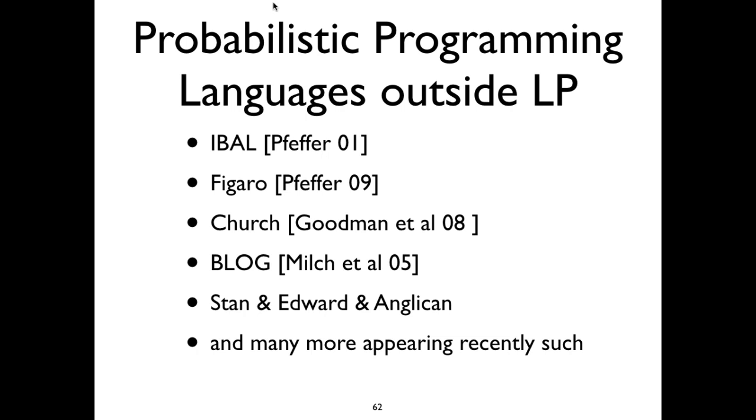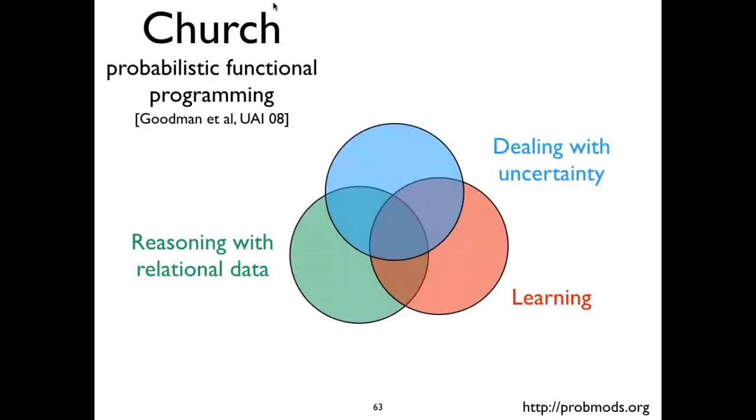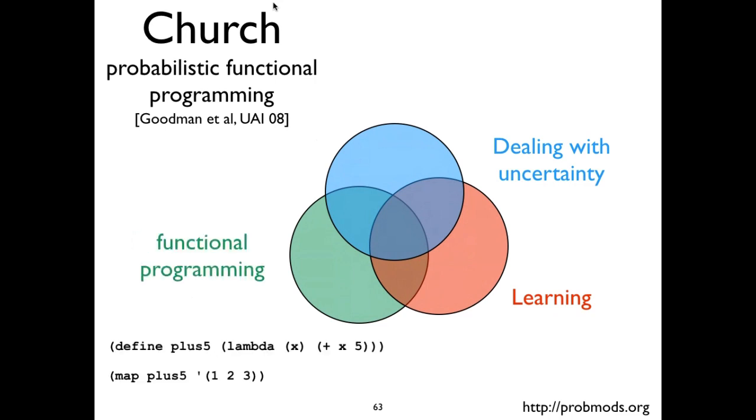I'm not going to illustrate these, but rather I'm going to look at a functional language called Church, which is relatively easy to explain in the context that we're working with. So rather than using logic, what they use is functional programming. And a lot of these probabilistic programming languages are actually built on ideas of being functional.